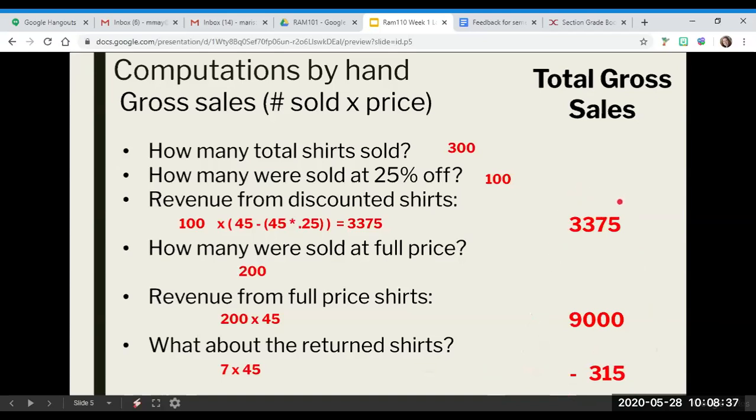So again, let's recap. We've got our shirts that sold at a discount. We've got the money we made from the shirts that sold at full price. And then we've got to subtract the shirts that were returned for whatever reason. So that takes care of part A. You'll want to be sure and show all your steps, though, and explain how we got this piece.